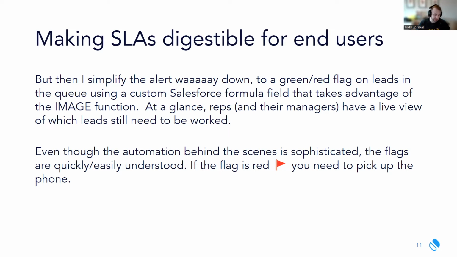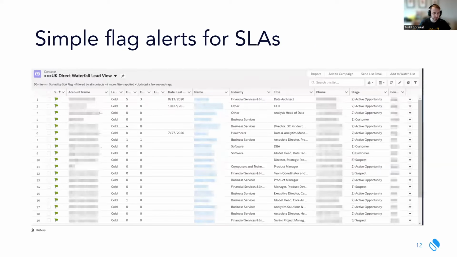Sometimes I'll also incorporate a yellow flag that says, hey, this isn't a problem yet, but action is required. The point being is that it's very simple and easily digestible. And so then you can add that onto your list views and see very quickly, okay, what am I looking good? What's the story here?